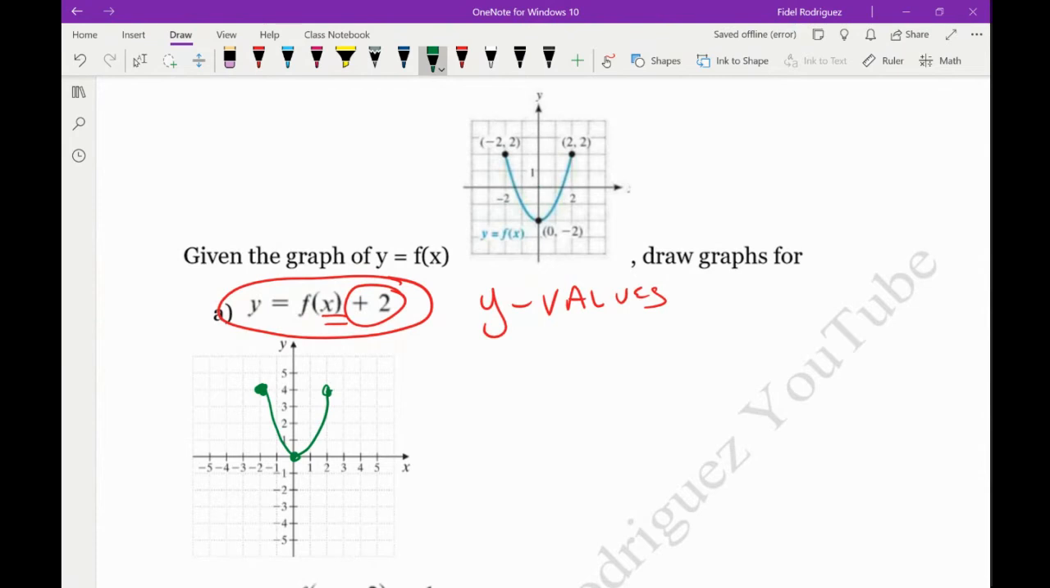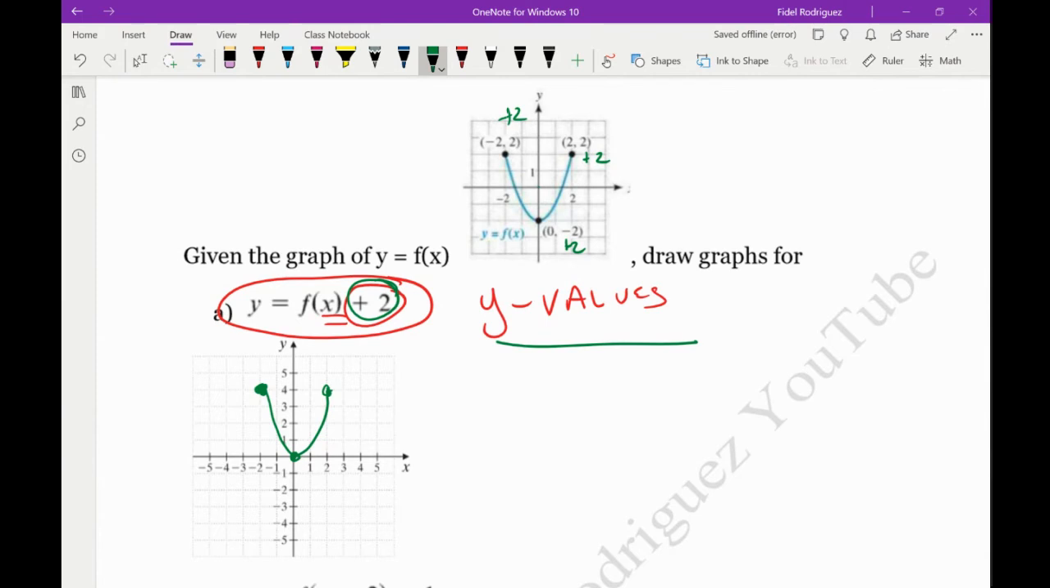Am I doing okay? I just changed the y values, right? And what do we do with each of those y values? We just added 2. So really, all I did is I went like this, +2, +2, +2. Better? Good.